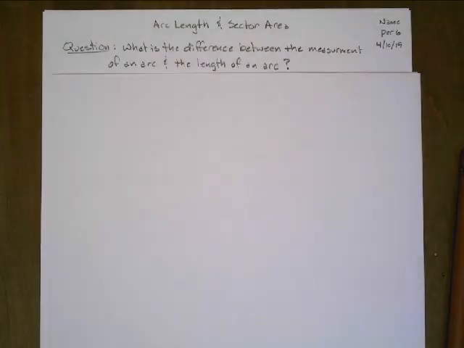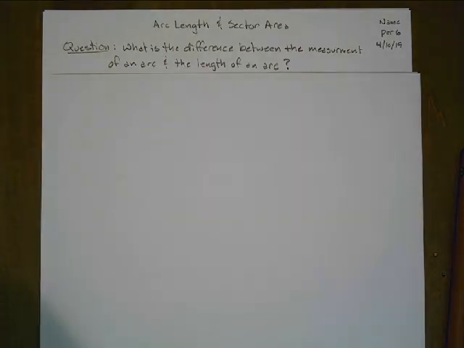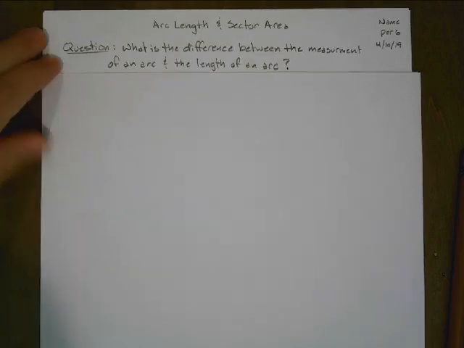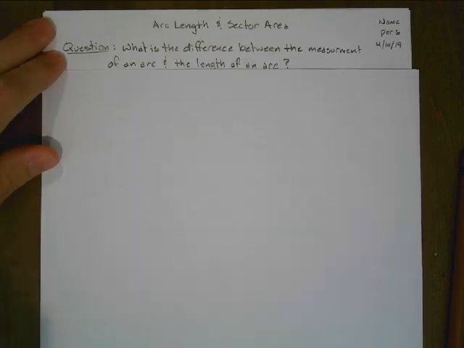We're going to talk about arc length and sector area of the circles. Before this, we've been talking about the arcs on the outside of the circles in terms of how many degrees out of 360 degrees that arc was. And that's called the measurement of an arc. But now we're going to talk about the length of an arc instead, which is a little bit different way of thinking about the circle.